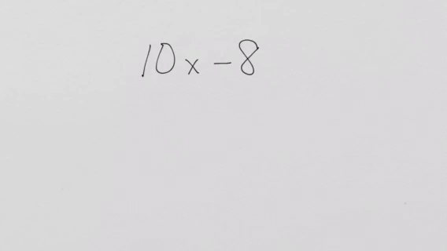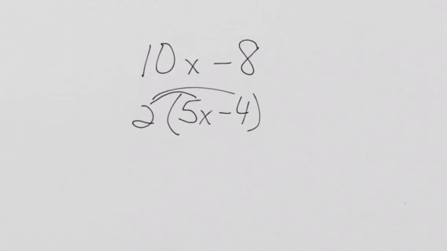Okay, this one's pretty easy. We can take a 2 out of each one, and we'll get 5x minus 4. 2 times 5 is 10. 2 times 4 is 8, and it's going to be a negative 8.